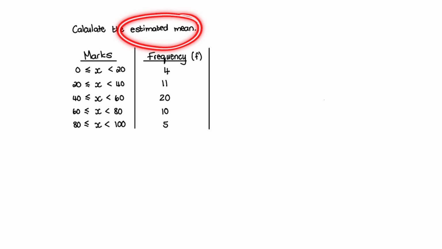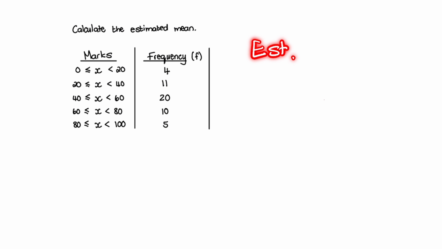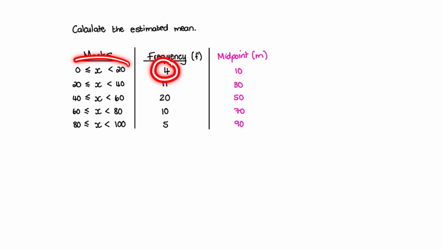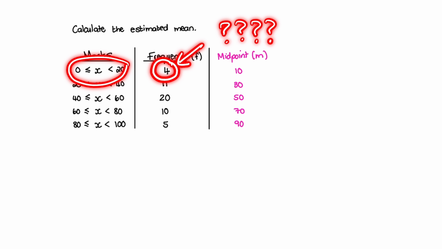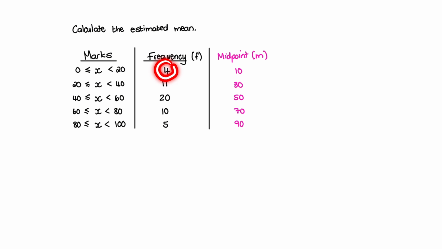Now, in order to find the estimated mean, we need to find an estimated total, and we divide that by the total number of people that we have in our study. So that is the total number of people in our frequency table. But the most important part is to find the estimated total. So in order to do that, we need to find the midpoint of these intervals. And the reason why is, for example, in the first interval, we have 4 values, but we do not know what those specific values are. So we estimate that each of these values are roughly 10.